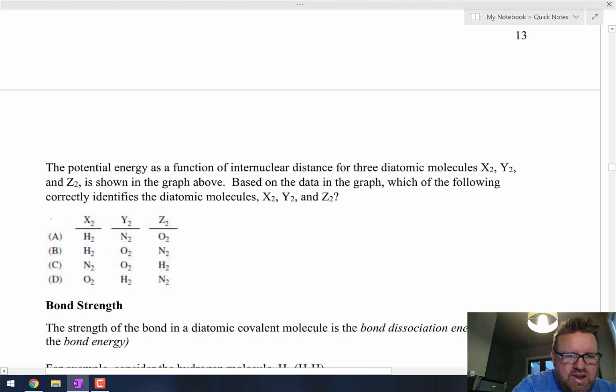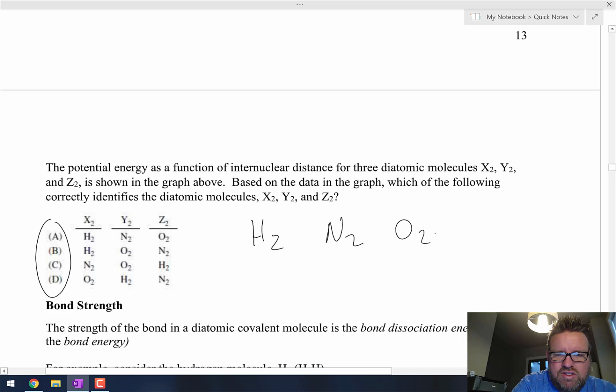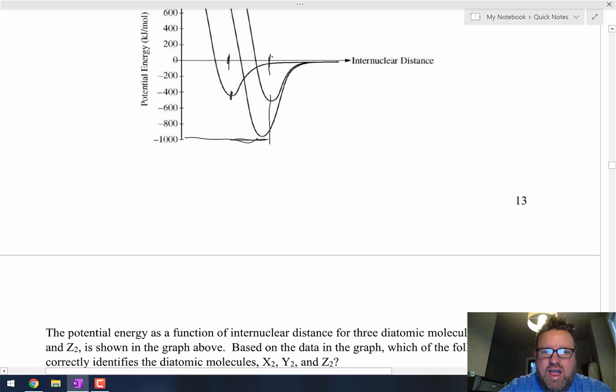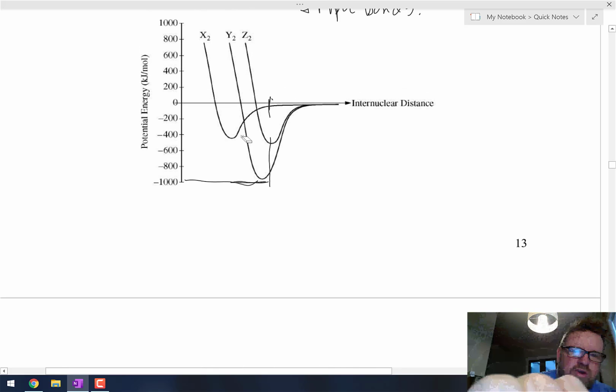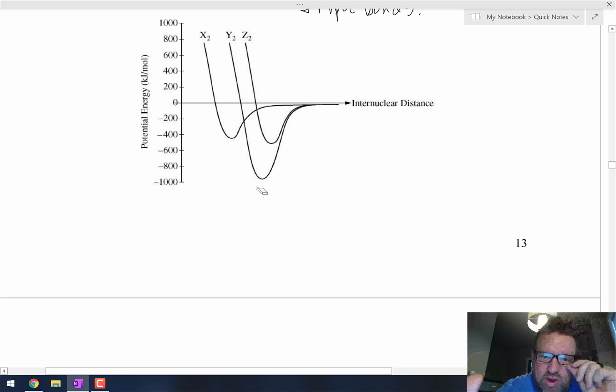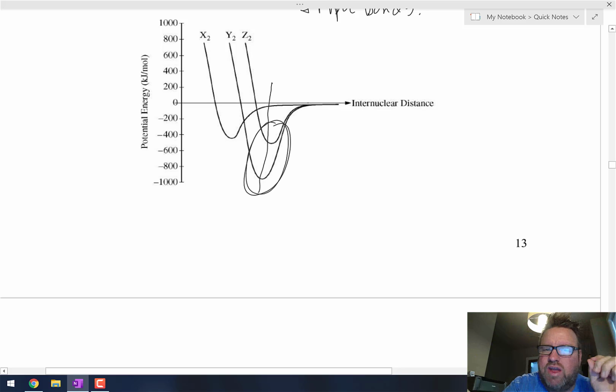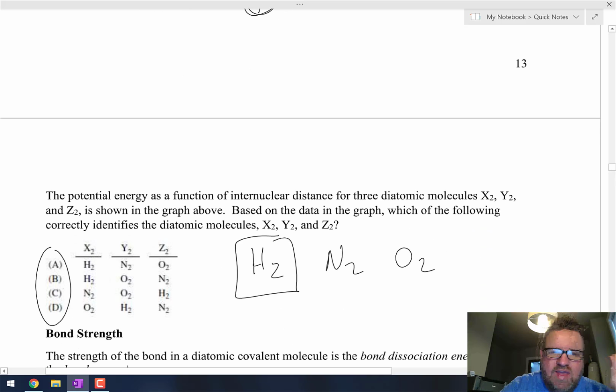Now, notice that in all four answers, it's hydrogen, nitrogen, and oxygen. So let's get rid of the easy one right away. Which one should be hydrogen? Again, nitrogen and oxygen are very close to each other on the periodic table. So their internuclear distances are going to be pretty close to each other, okay? And so I would think that those two would be nitrogen and oxygen. So therefore, the one that has the smallest internuclear distance, X2, has to be hydrogen, okay? And that is correct.